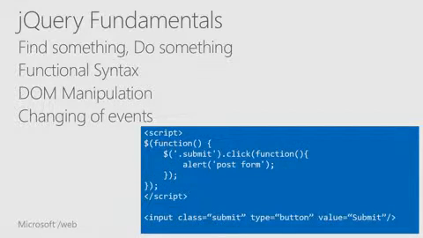Here's an example where we're hooking up a click event, and then in line, putting in an anonymous function. So that when they click on any input with the class of submit, we're going to pop up an alert. Got it. These are real basic.